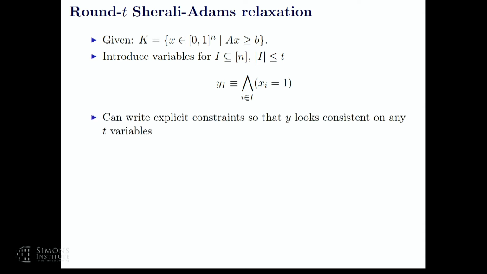There's an explicit, mechanical way to write down a big linear program of size essentially n to the t, with n to the t many variables. What you get is that whenever you only look at t many variables, the solution looks like it is actually in the convex hull of integral solutions. So this is a systematic way of getting things stronger. Any questions?